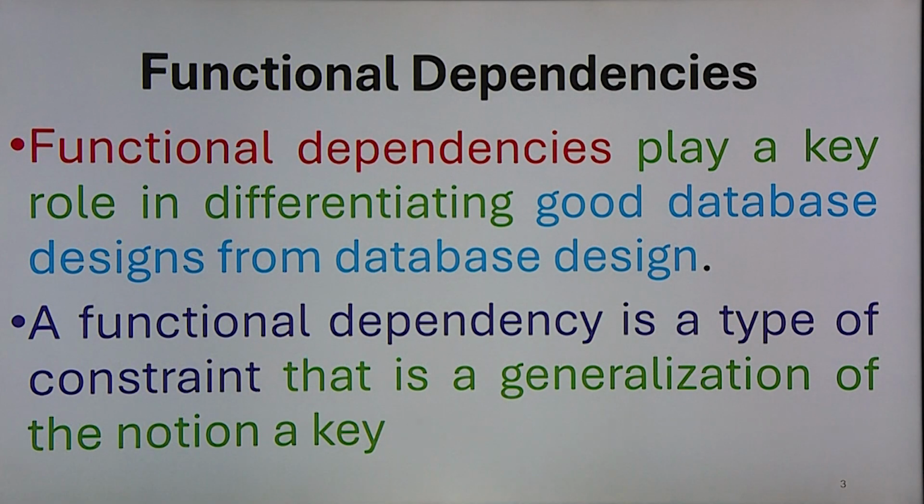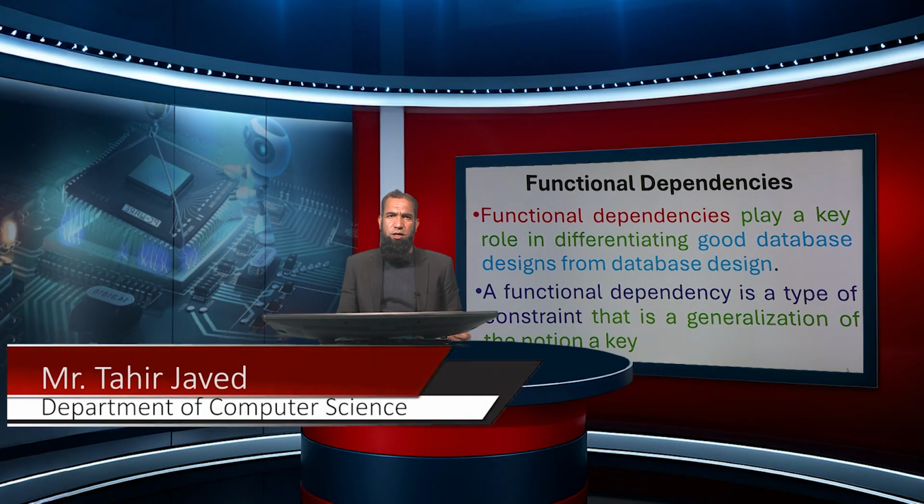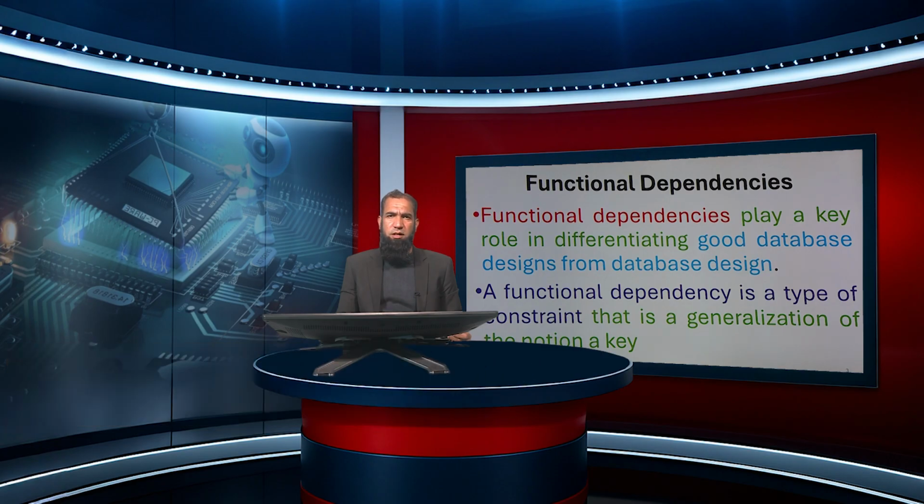In this lecture, we are going to discuss one of the most fundamental concepts in relational database design, that is functional dependencies, and how they form the foundation for normalization. Functional dependencies play a key role in differentiating good database design from bad database designs. When we say a database design is good, we mean it avoids problems like redundancy, inconsistency, and update anomalies. And that's exactly what functional dependencies help us achieve.